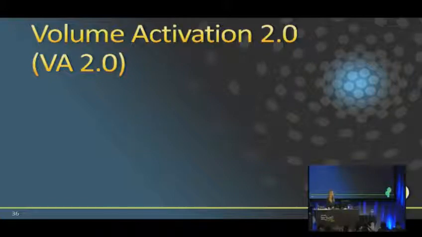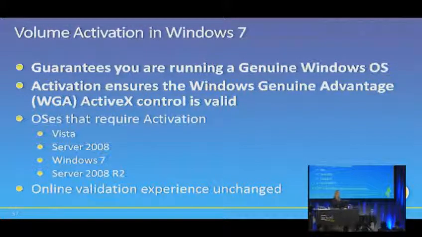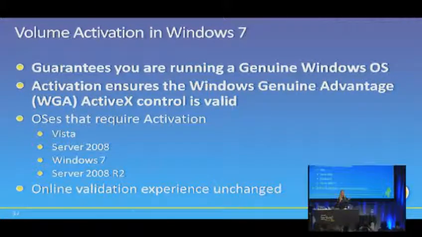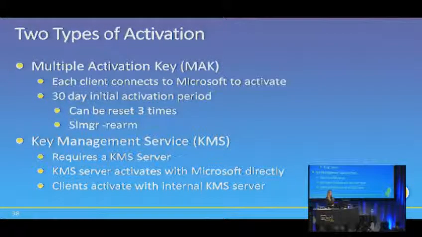All right, volume activation 2.0. We're almost done. Activation, Microsoft says, is just a way for you to be sure you're running a genuine copy of the operating system. We've had it since Vista. We have a couple of different types of licenses. I already mentioned multiple activation keys, MAK keys. Those are the guys that are going to authenticate or activate against the Microsoft servers. And they're the ones who aren't normally in the office. The ones that are in the office all the time are going to get a volume license key for your volume license clients. And then they can activate internally to the KMS server.